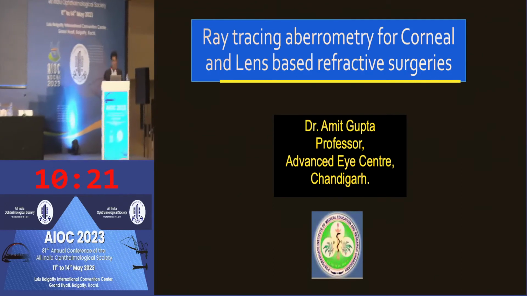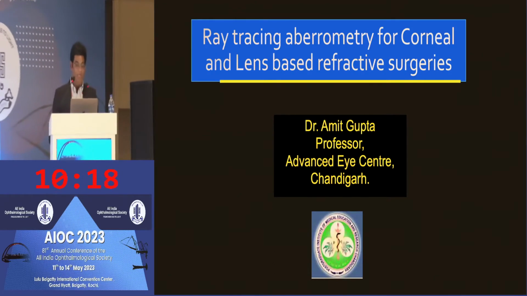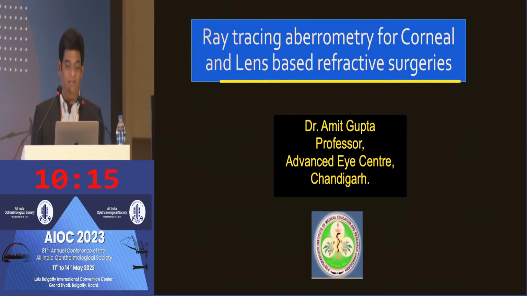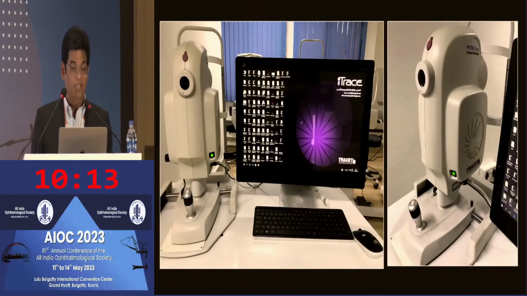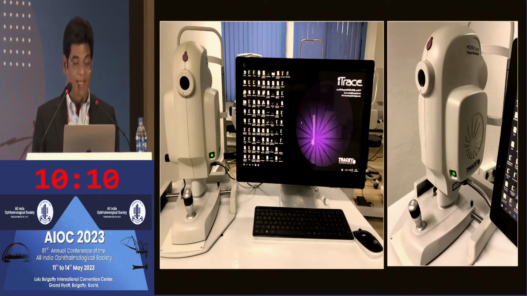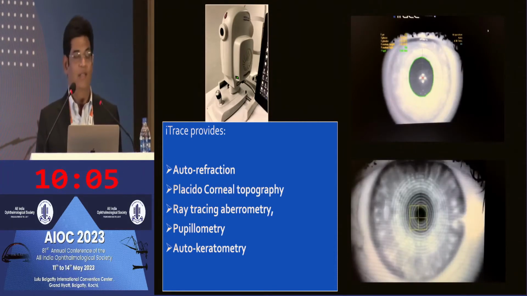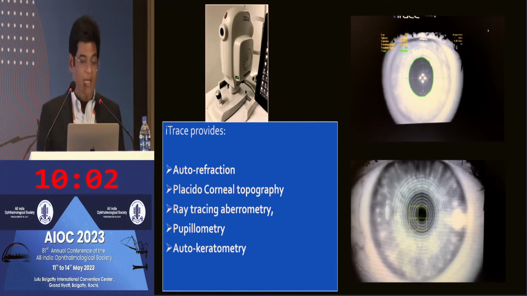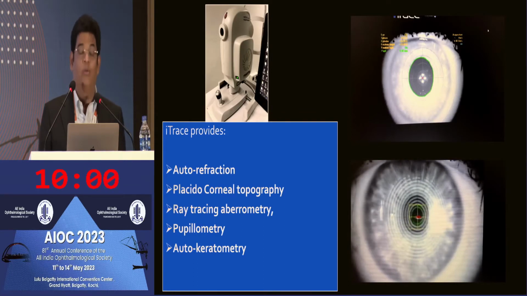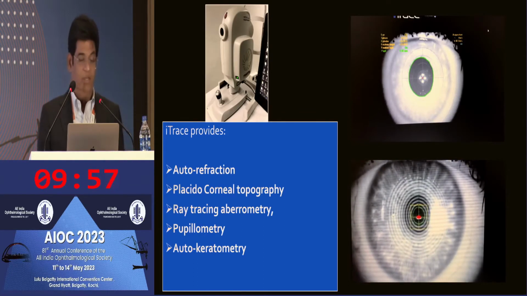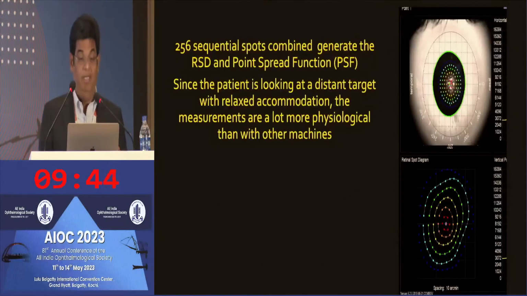Last talk, which is the eye trace, or the ray tracing aberrometry for corneal and lens-based refractive surgery. Essentially, this is what an eye trace looks like, and it has two major components. It has an aberrometer and a topographer, and also an autorefractor and optometer. This is what makes it so reliable and so good, because it gives auto refraction, Placido based corneal topography, ray tracing aberrometry, pupillometry, and keratometry in these patients.